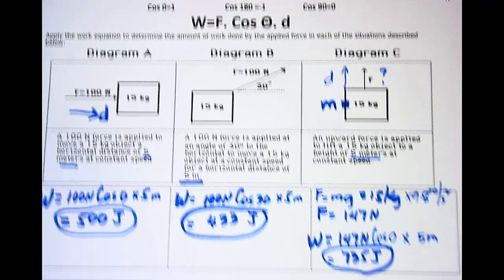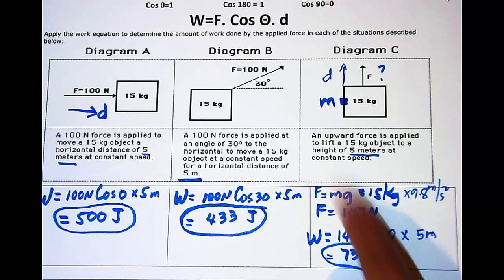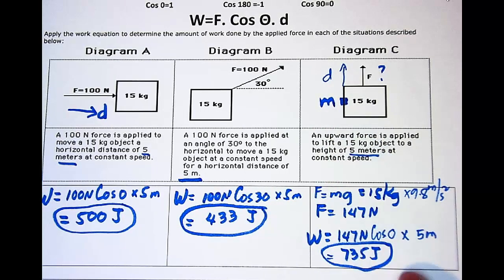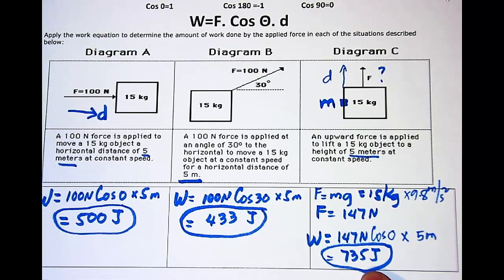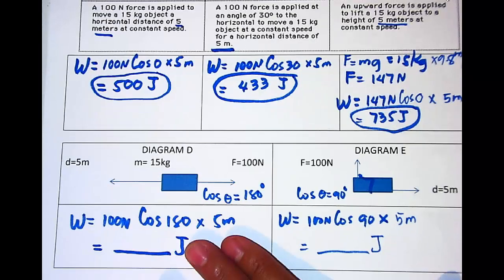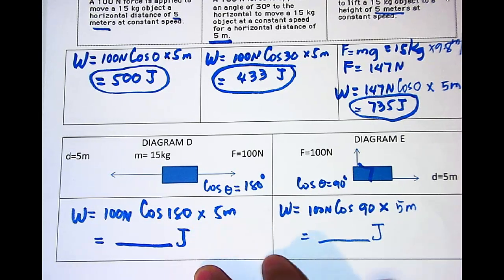Alright, plugging that into your work equation, 147 times cosine, it will be 0 degrees because force is in the same direction as distance. So times 5 will give you 735 joules. Alright, last 2 examples down here. I'll start it, and I want you to plug it into your calculators and put your own answer.